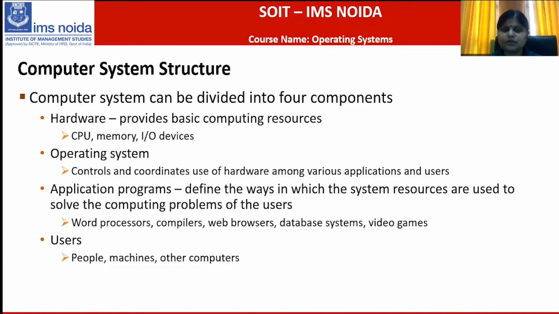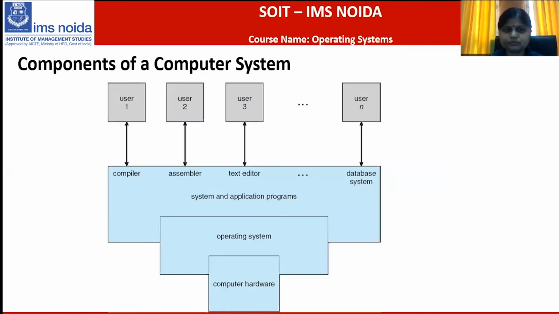Users use different types of application programs. The common programs used by users are word processors, compilers, web browsers, database systems, video games, etc. The last component, which is most important, is the users. A user can be a person, a machine, or other computers.